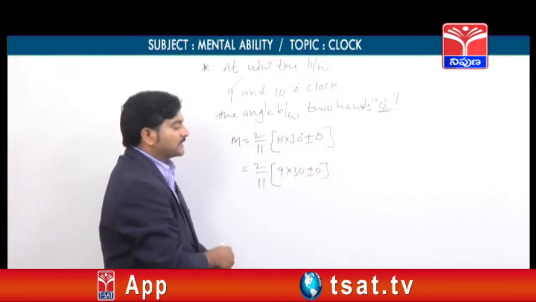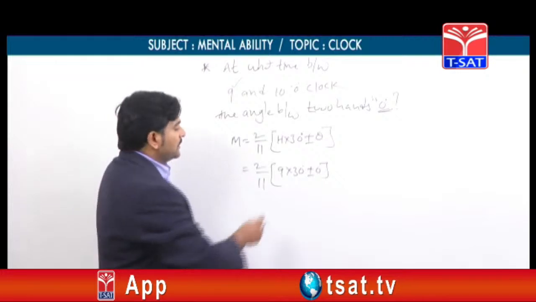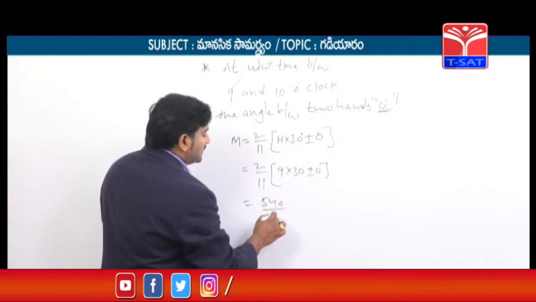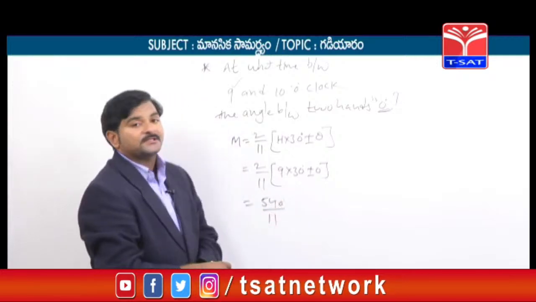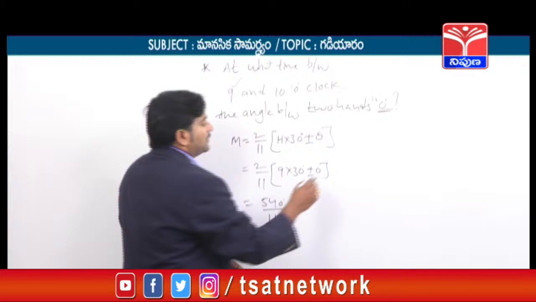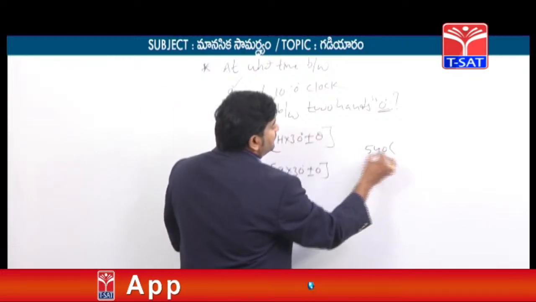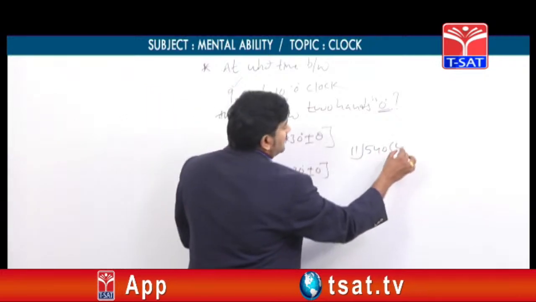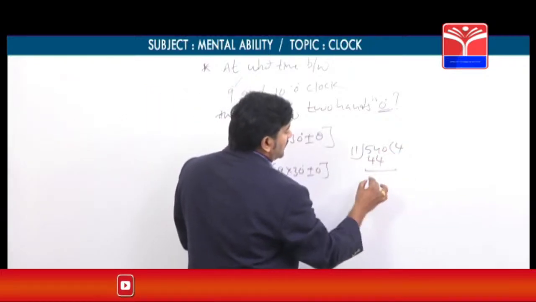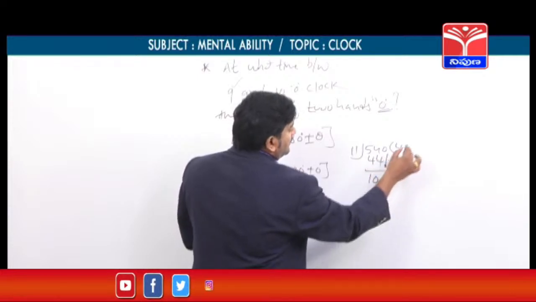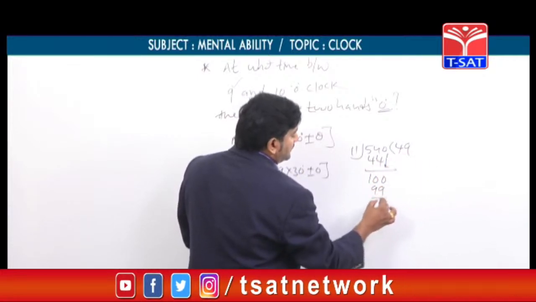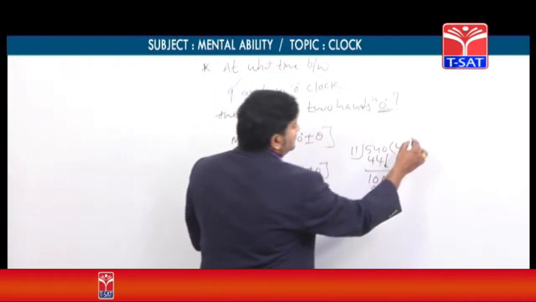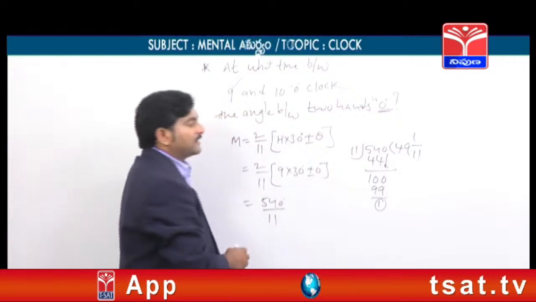Again, 9 into 30 means 270. 270 into 2 means 540 degrees. 540 by 11 minutes. It's not degrees, it's minutes. Now we can divide 540 by 11. So dividing 540 by 11, what can you say here? 11 4s are 44, 10 left. So here 11 9s are 99, 1 is the remainder. How can we express it in mixed form? Mixed fraction, that is equal to 49 1 by 11 minutes.